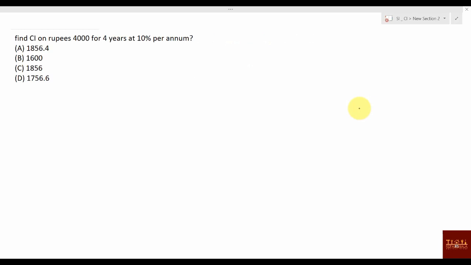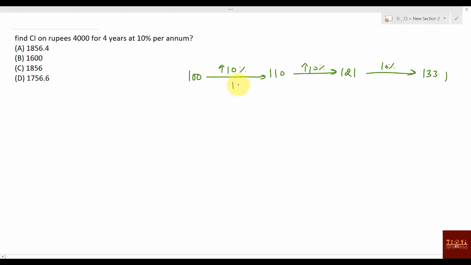Okay. Before this, understand this part. I'll tell you one thing. Suppose 100 was there, 10% was there, it was becoming 110, again a 10% increment and it was becoming 121, and again a 10% increment, it was becoming 133.1. What was the CI here? You can say that it is 10, 11, and 12.1. Even this is also increased by 10%, and even this is also increased by 10%.